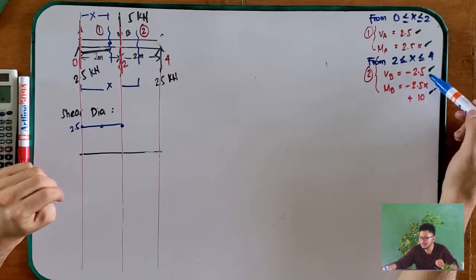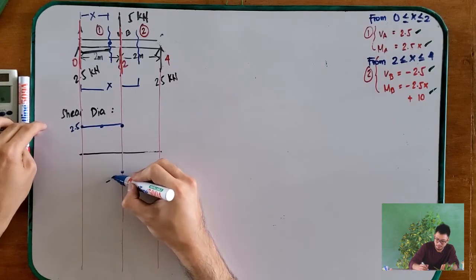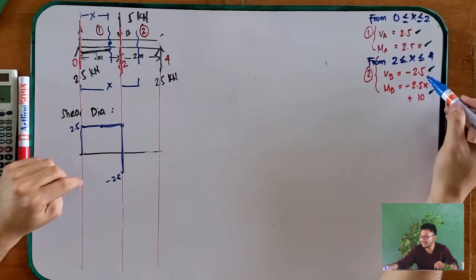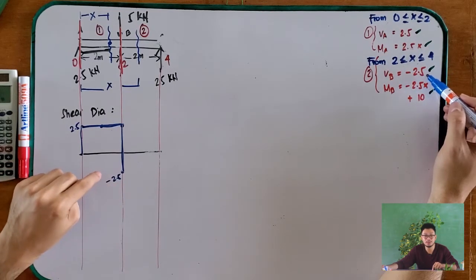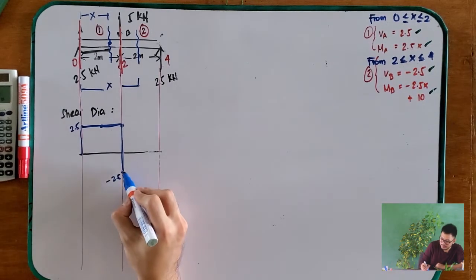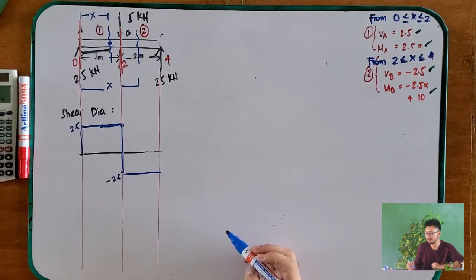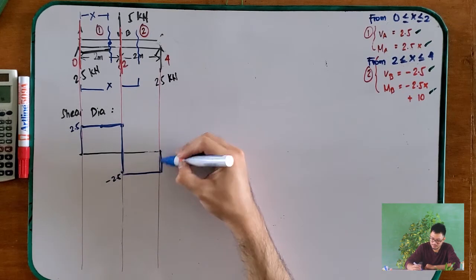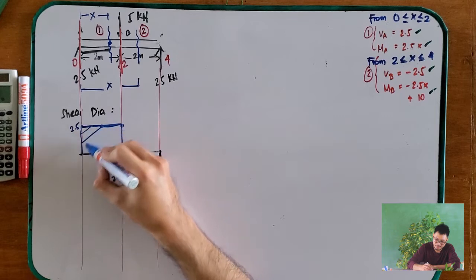So what is your V if x is equal to 2? That is negative 2.5. And let's say this is negative 2.5. So it jumps. And then it is constant, right? It is just a constant value. So from 2 to 4, the value for our x is also negative 2.5. So therefore, it will still go that way. Okay? And this is your shear diagram.